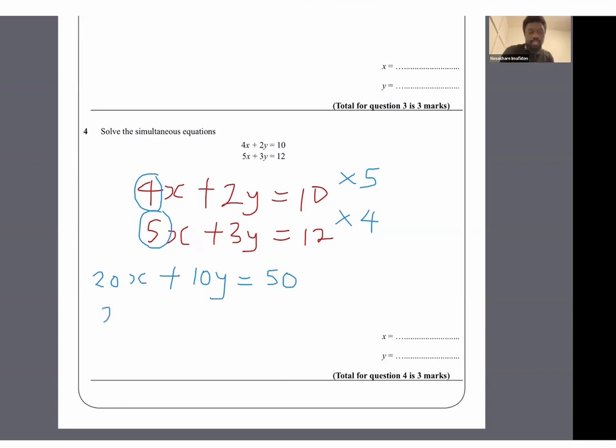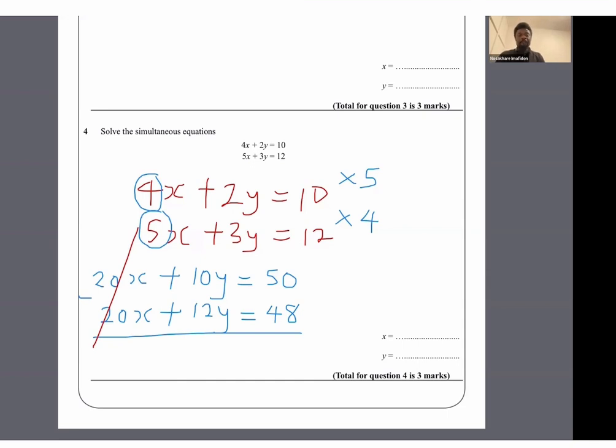That's the same 20x. We have 3y times 4, that's 12y, and we have 12 times 4, that should be 48. So once this has been achieved, we can subtract. Now, why are we subtracting? Because we know that 20x minus 20x would cancel out.